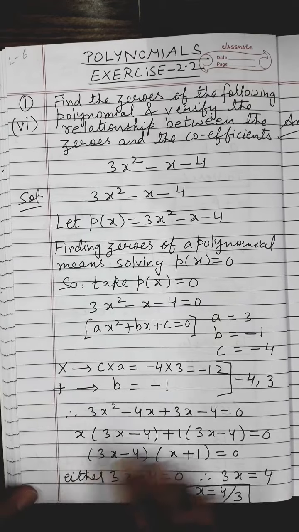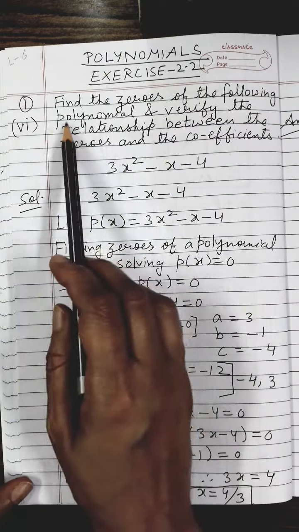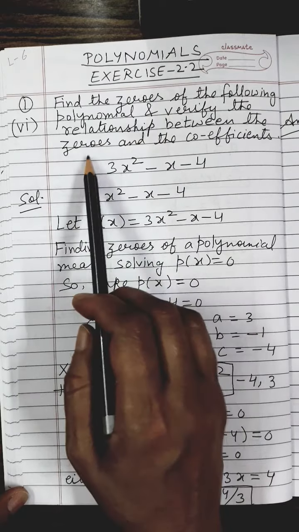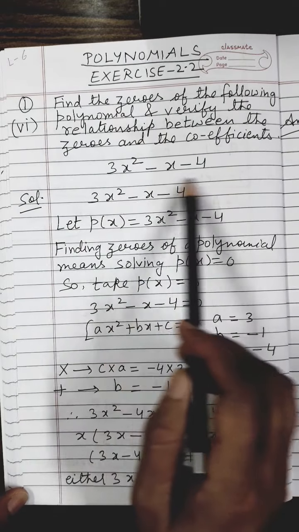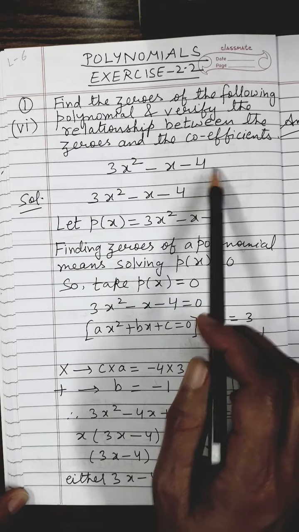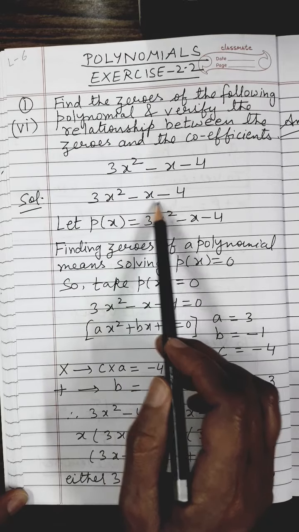It is from polynomial chapter exercise 2.2 question number 1 sixth part. The question is find the zeros of the following polynomial and verify the relationship between the zeros and the coefficients. This is the polynomial given to you in variable x: 3x square minus x minus 4. So let us come to the solution. The polynomial is 3x square minus x minus 4.